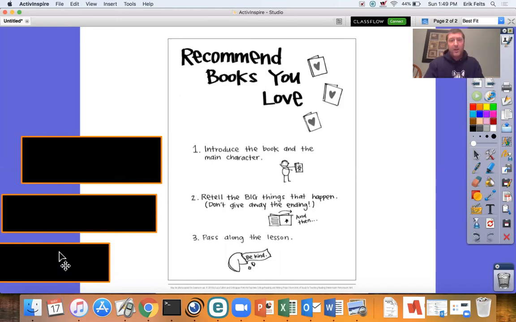So today what I want you to do is, in your book baggie or in a book that you have at home or on Mayan, read the book. I mean, you have to love that book. You have to have strong opinions about the book while you love it. So I want you to find one book, read the book again to recharge your memory, and then I want you to introduce the book and the main character or characters. I want you to retell the big things that happen, but don't give away the ending, and then pass along the lesson.